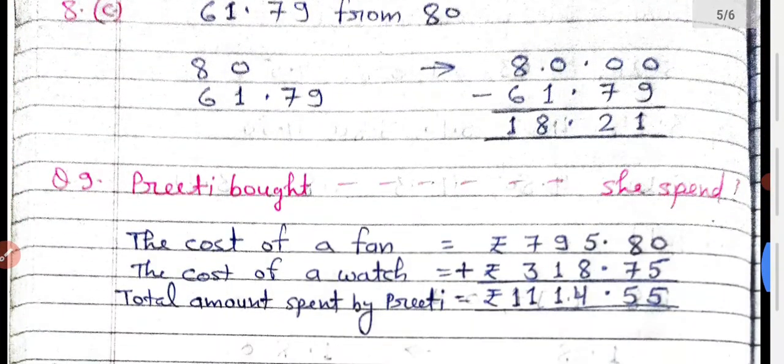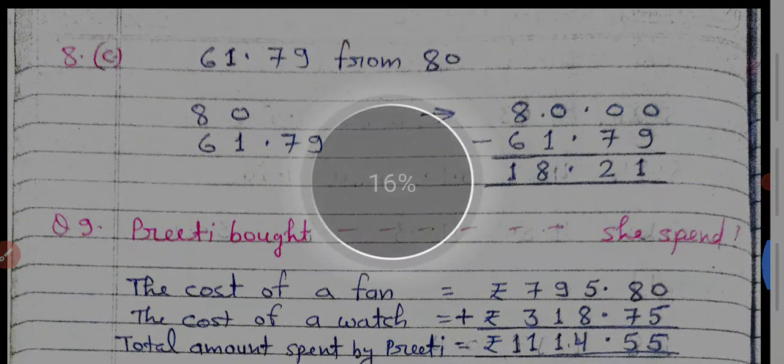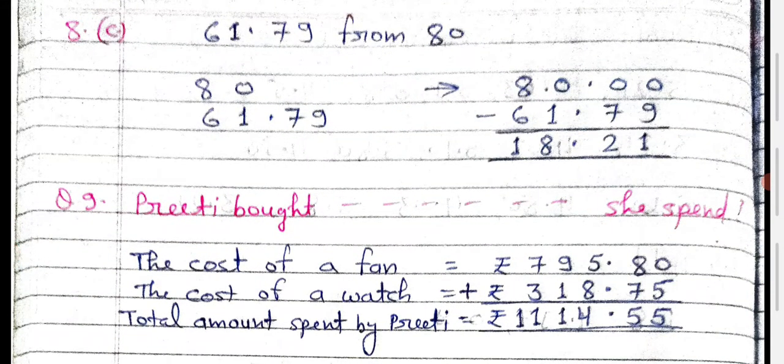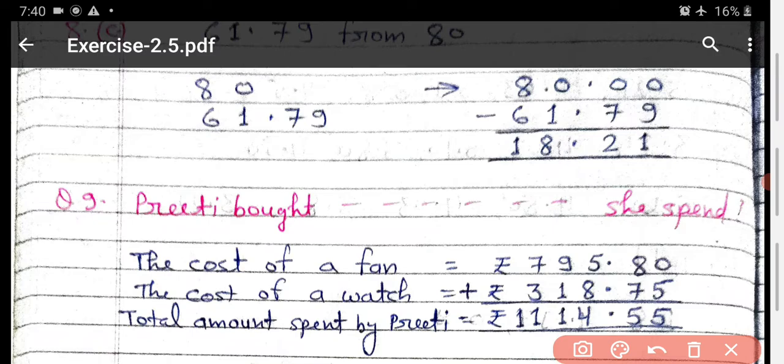Come on, question number 8, C part. B part 2 you have to do in homework. 61.79 from 80. So from 80 you have to subtract 61.79. Okay, you have to subtract, then put the decimal here. Now they are in non-standard form, so you have to increase 0 from your side.